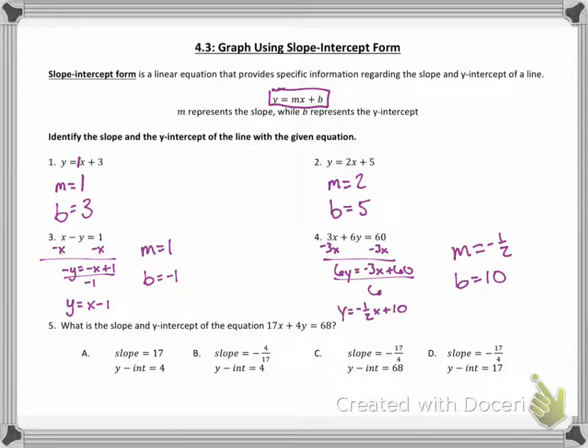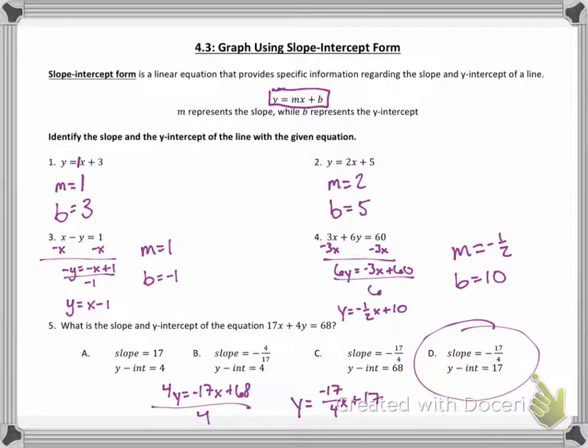Problem underneath is the exact same thing, except it's just a multiple choice problem. So again, to identify the slope and y-intercept, we're going to get the y by itself. So we'd subtract 17x. I'm going to show my work down here. Subtract 17x. So I'd have 4y equals negative 17x plus 68. Divide everything by 4. Y would equal negative 17 over 4 x plus 17. So my slope would be negative 17/4, and my y-intercept 17. So D is the appropriate answer there.